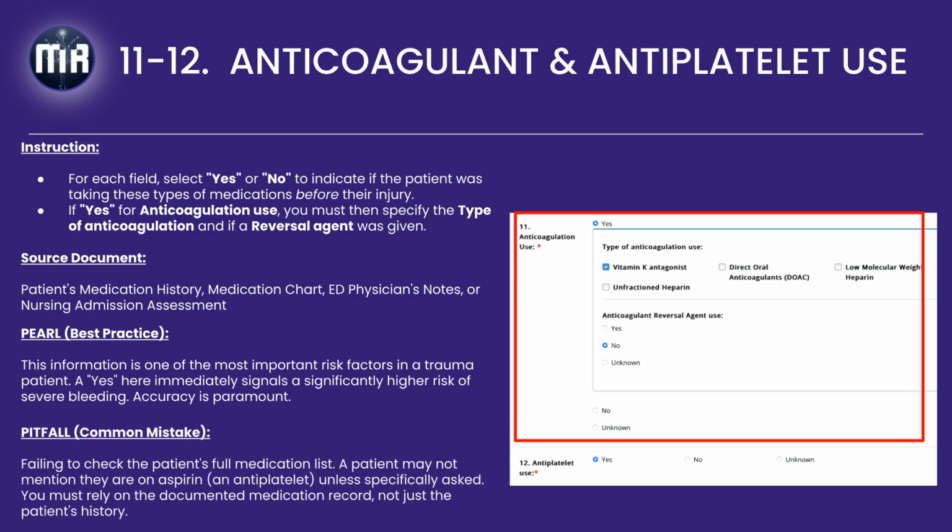The most common and critical pitfall to avoid is failing to check the patient's full, documented medication list. A patient, especially an older one, may not remember or think to mention that they take a daily low-dose aspirin, which is an antiplatelet. You must rely on the documented medication record from their chart, not just the history they provide. By accurately capturing this information, you are providing essential data that directly impacts the risk adjustment models we use to analyze patient outcomes. This ensures that our quality reviews are fair, accurate, and clinically meaningful.